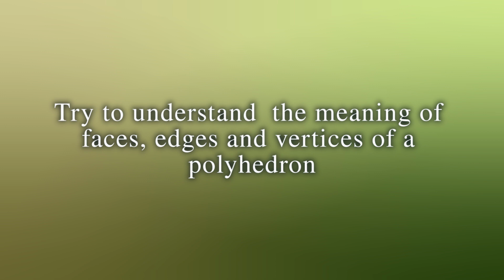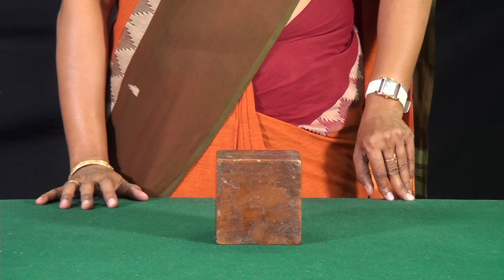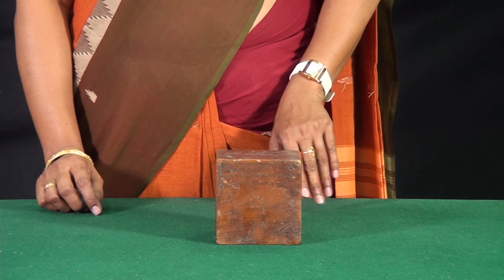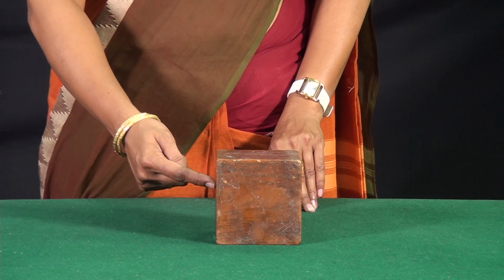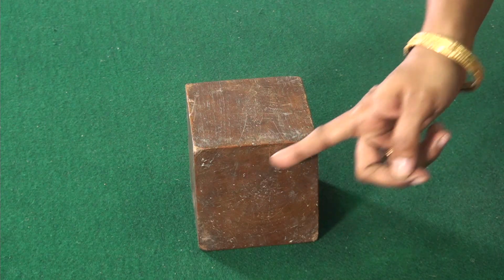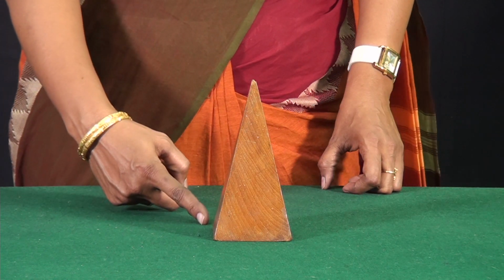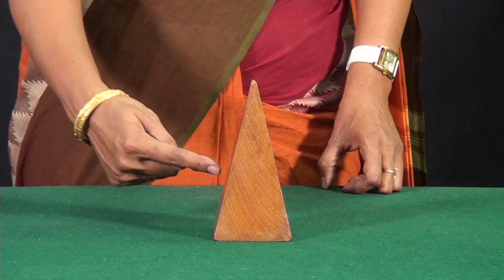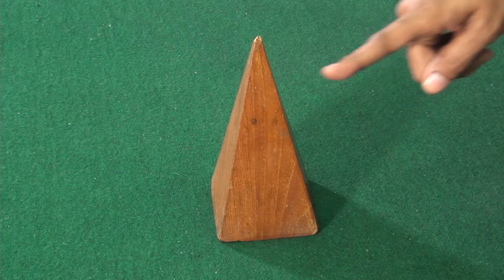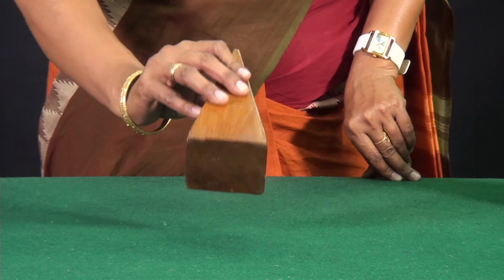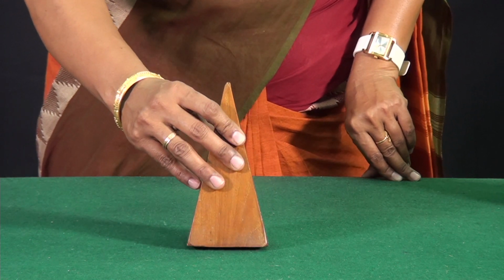Let us now try to understand the meaning of faces, edges and vertices of a polyhedron. Faces. The polygonal region of any solid is called its face. For example, we have already seen a cube which has 6 faces. Now look at this solid which is having 5 faces: 4 triangular faces and 1 square face.